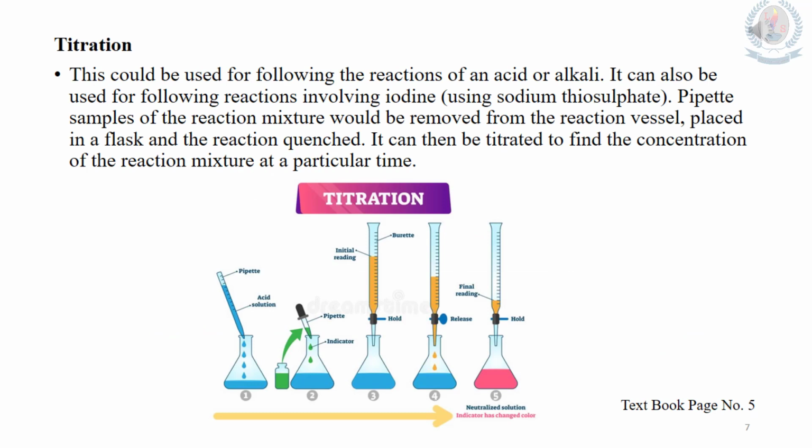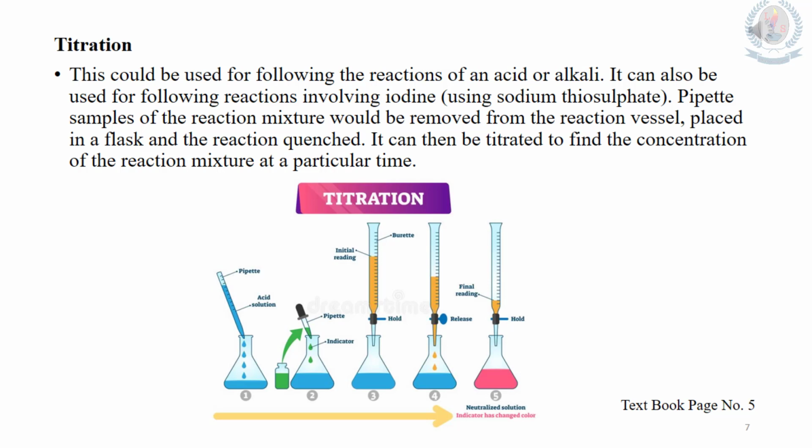Next experimental method is titration. There are various types of titrations: acid and base titration, redox titration, iodometric titration. If you consider iodometric titration, we have to do the titration to find out the rate of reaction. How we are doing?